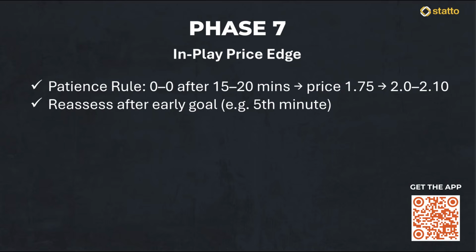We also apply a specific assessment if an early goal goes in. If Arsenal scores in the 5th minute, we don't just rush in. We assess the response. Does Chelsea look aggressive, or is Arsenal now just controlling possession and suppressing the game? This level of in-play discipline is what separates a professional from a gambler.